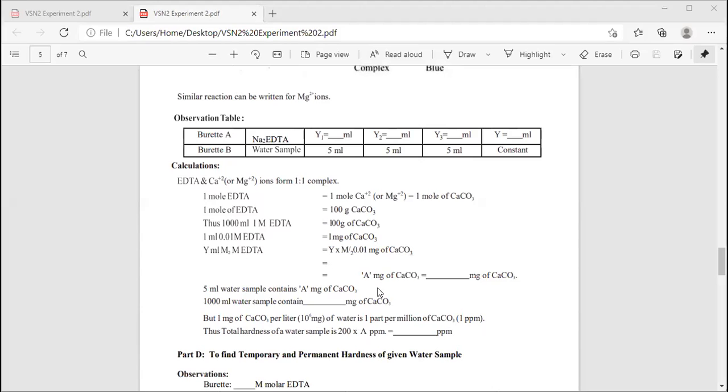30.72. It is present for 5 ml. So for 1 liter, how much will it be? Multiply this value by 200. 6144.